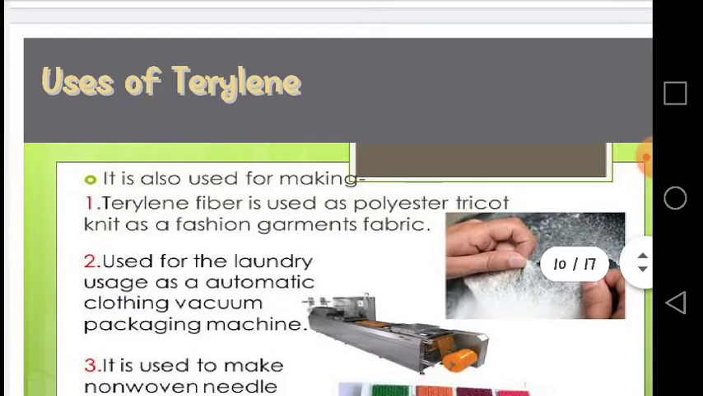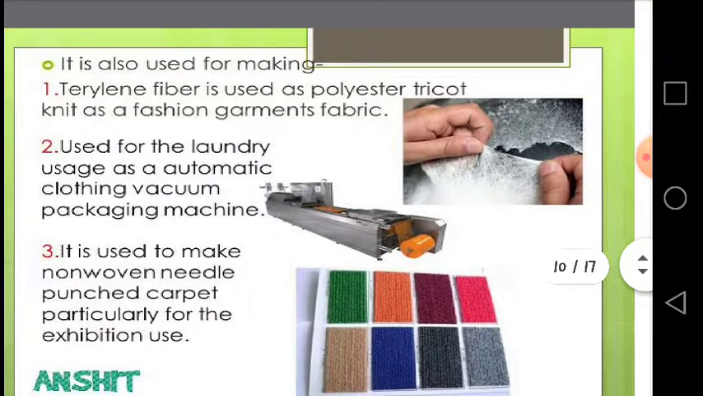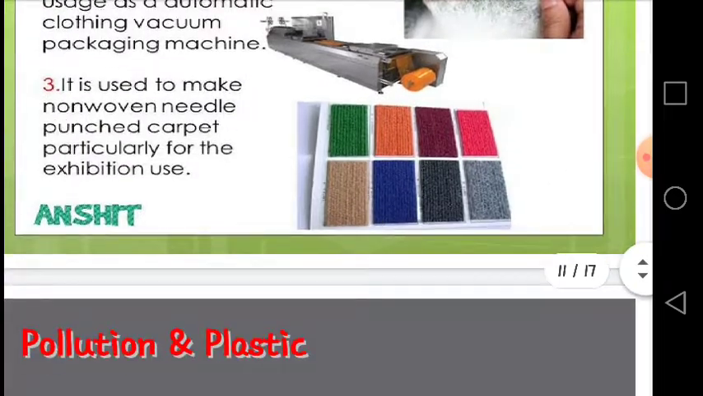Some more uses of terephthalene. It is also used for making terephthalene fiber. It is used as a polyester, tricoates, as a fashion garments fabric, used for the laundry usage, as an automatic clothing vacuum packaging machine, and it is also used to make non-woven needle punched carpet, particularly for the exhibition use. So these are the uses of terephthalene.